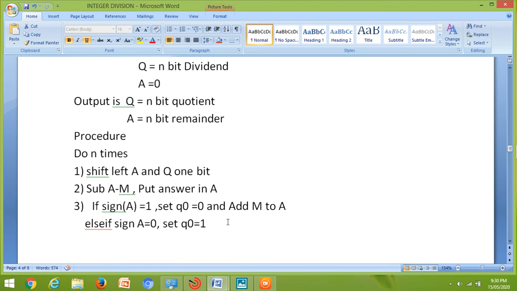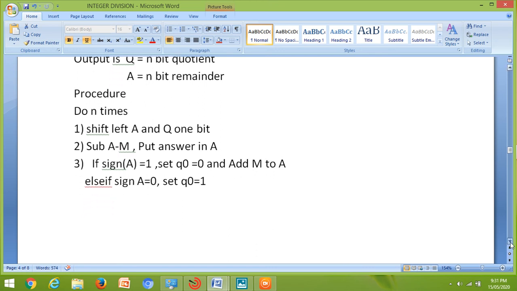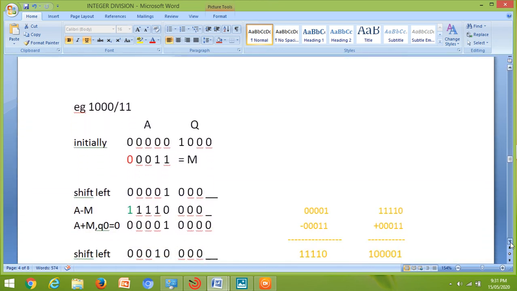So these three are the most important steps in performing this particular division. And the steps have to go sequentially only. First you always shift left A and Q, then you always subtract M from A and put the answer back in A, then you check the sign bit of A. If it is 1, then you put Q0 as 0, and again you add M to A. If it is not 1, it is 0, then you just put Q0 as 1, don't add M to A, nothing. So these steps should be followed sequentially whenever you are doing this.